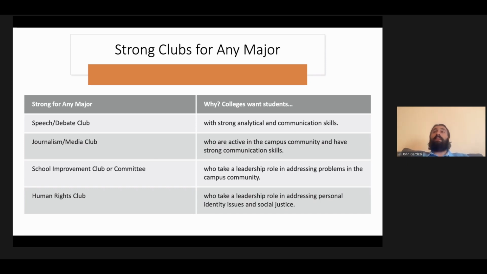If you're really interested in student government and improving your campus community, you can join a school improvement club or some sort of student committee. This may help address problems in your campus community. The last type of club is the human rights focused club. As you're following the news and reading about changes occurring in society, your ability to take on a leadership role in addressing personal identity issues or social justice issues is very important as you're packaging yourself from a college admissions perspective.